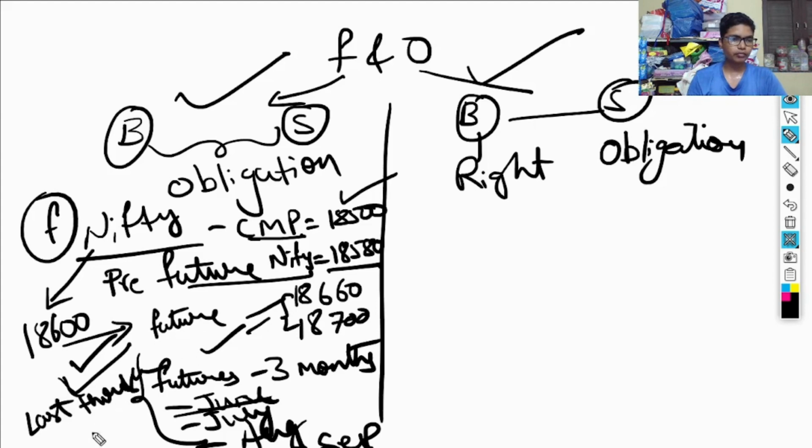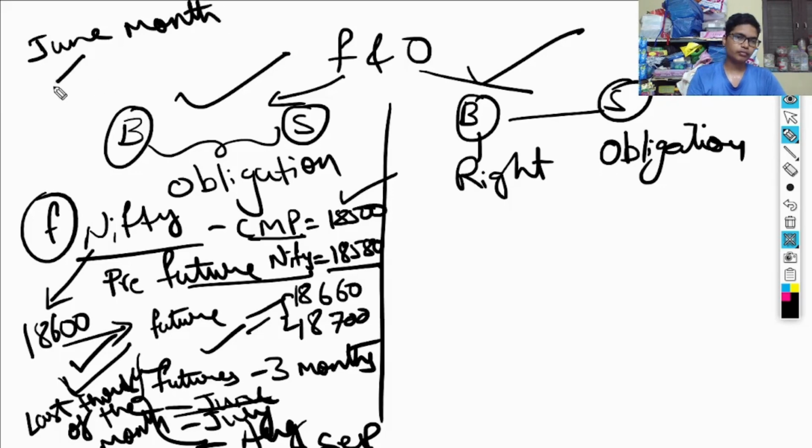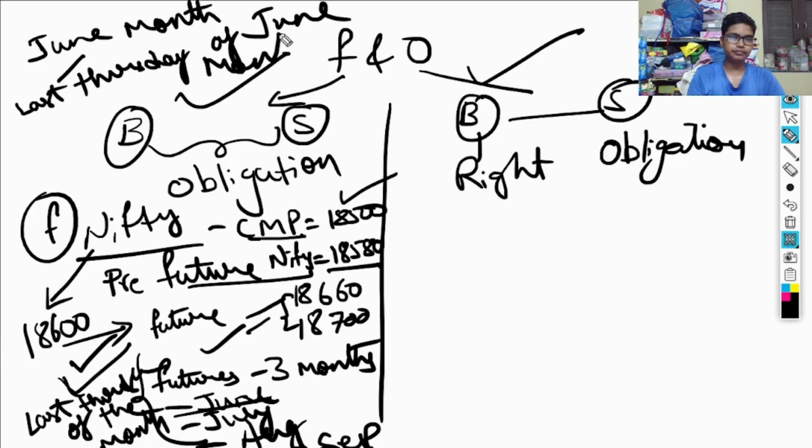Last Thursday, generally the expiry day is the last Thursday of the month. For example, in the case of the June contracts, the expiry date is the last Thursday of the June month. Hope you understand the things properly, and if you have any doubts, feel free to comment below. I am happy to help you out.